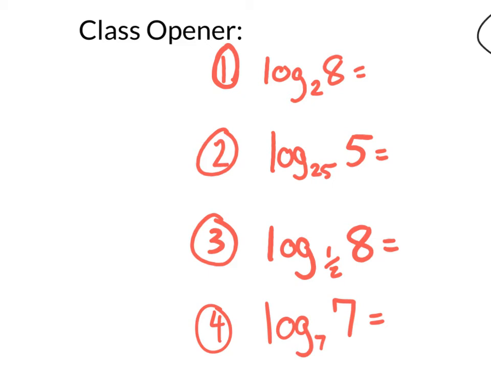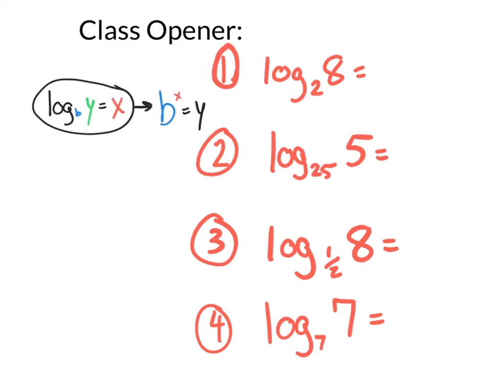The last time we were here in class, we discussed how to simplify logarithms, and we ultimately got this set of notes, which was very important for us. Log base b of y equals x. If you switch this logarithmic form to exponential form, it's b to the x equals y.